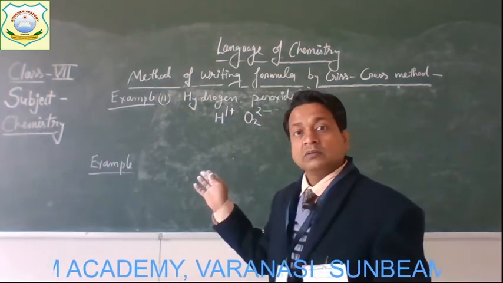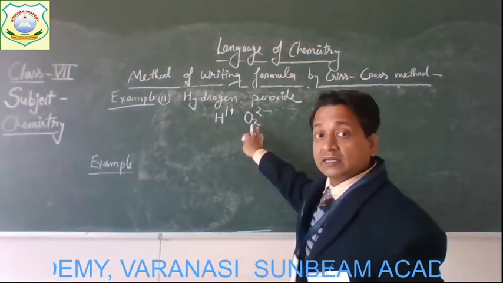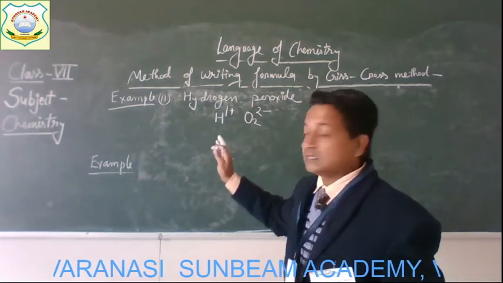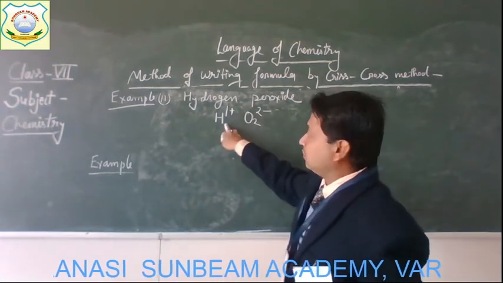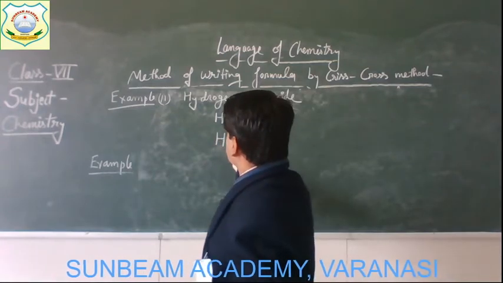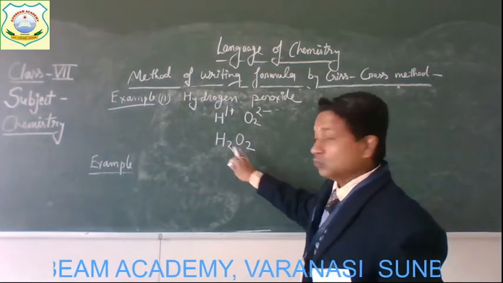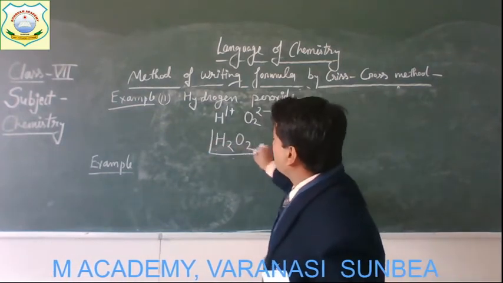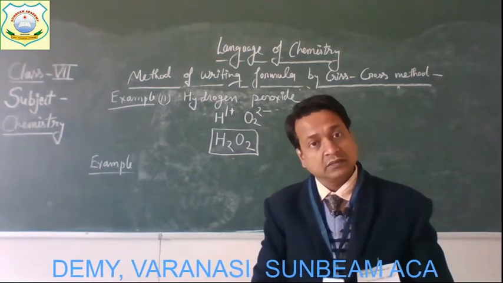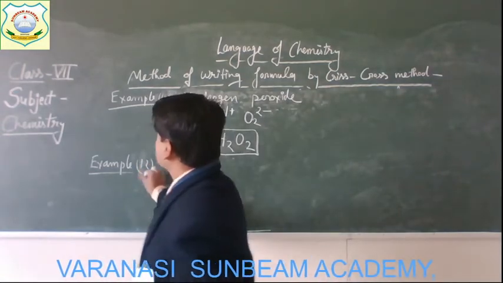Now there is nothing common. So there is no common factor in 1 and 2. So simply we'll cross the valencies. This 1 will be here and 2 will be here. And we'll get our formula. So H2O2 is the desired formula of hydrogen peroxide. Understood, children? Now, take another example.